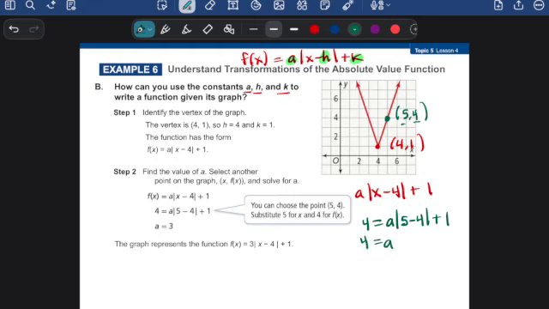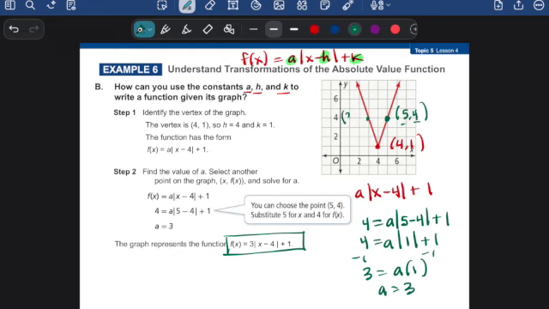4 equals a times the absolute value of 1 plus 1. Subtract 1 from both sides. 3 equals a times 1. A equals 3. So now I know my scale factor, and then I can plug that into my formula. Okay, that goes in the place of a. You could pick any point on the graph. You could have chosen this point. You could have done it with 3, comma 4.